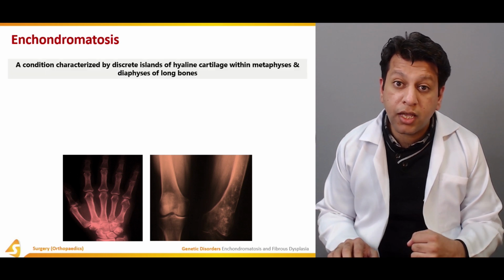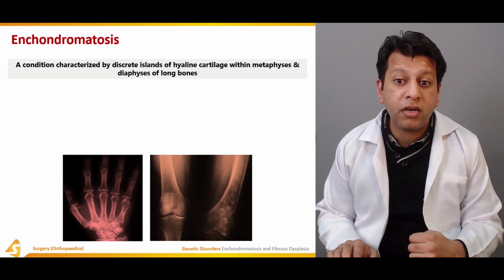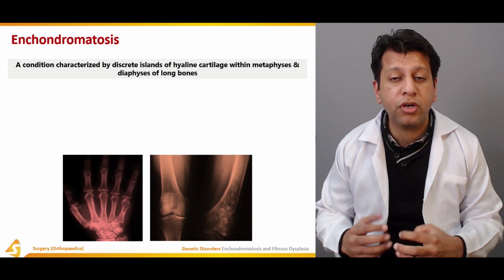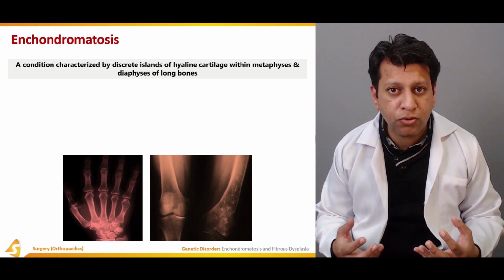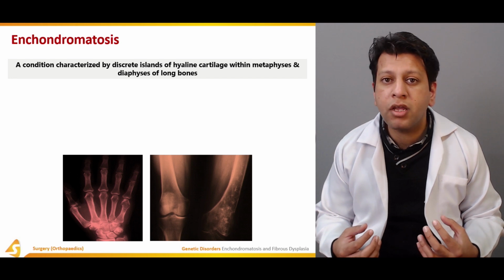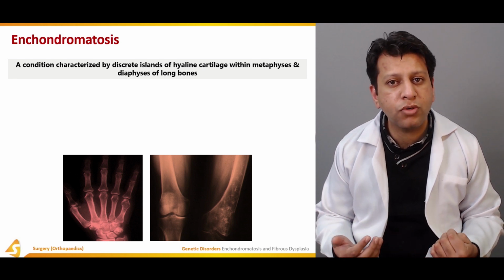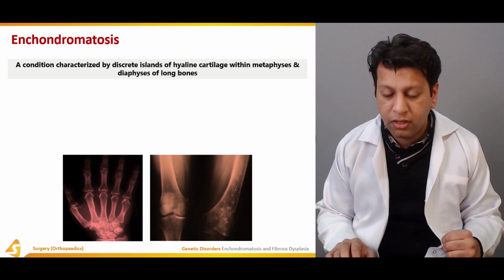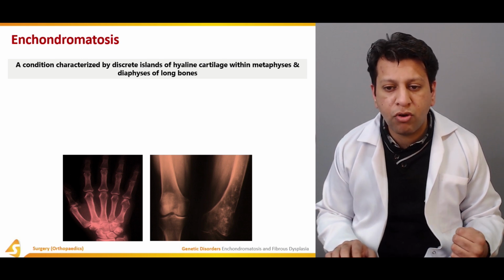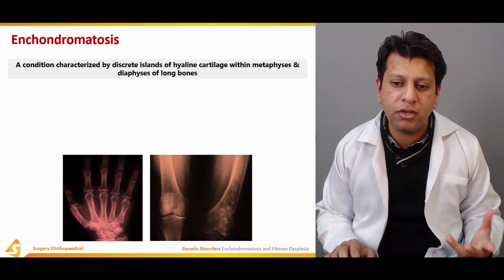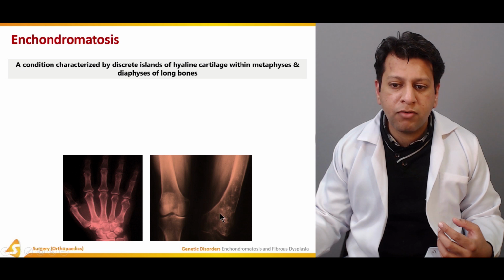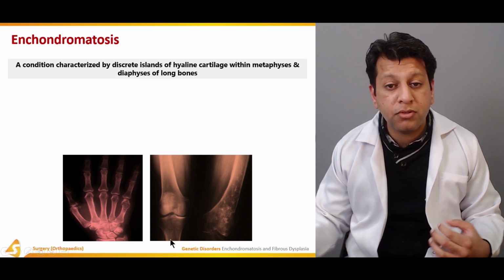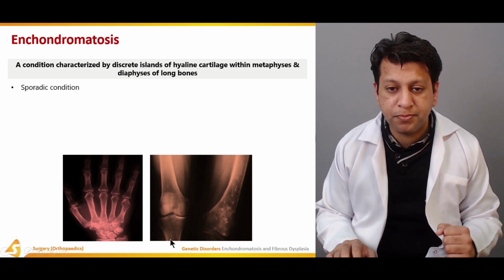This is a condition characterized by discrete islands of hyaline cartilage within the metaphysis and diaphysis of the long bone. The important point over here is these are actually hyaline cartilaginous growths which are inside the medullary cavity. They usually present in the metaphysis to diaphyseal regions, most commonly in the metaphysis of the long bones, especially the distal femur, as you can appreciate over here. Sometimes they may be present in the hand as well.